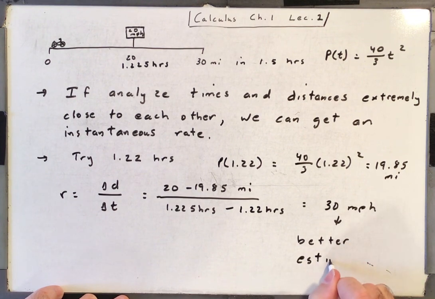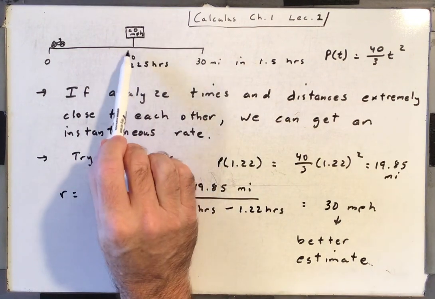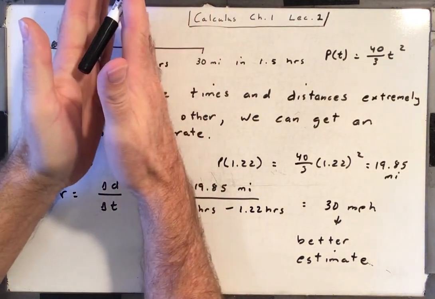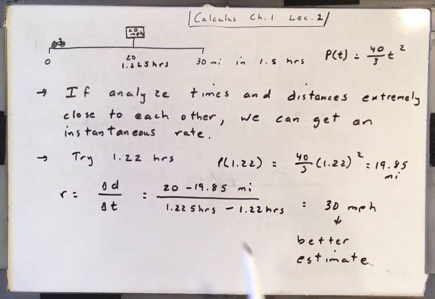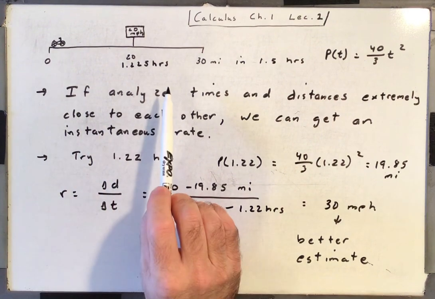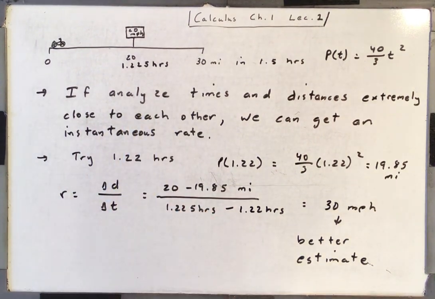Why is it a better estimate? Because we're getting closer and closer to the signpost. We're taking our difference and squeezing it in. Okay? What if we went to a billionth or a trillionth? Then we'd be getting really close.